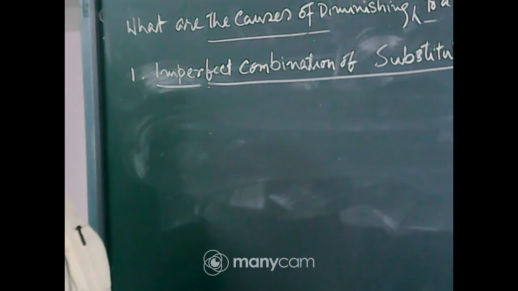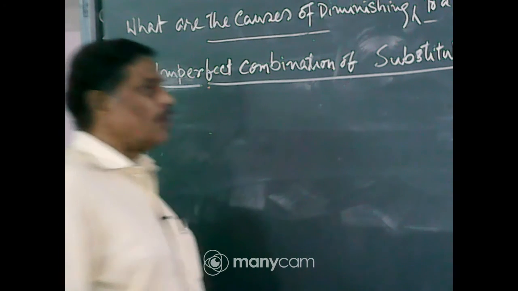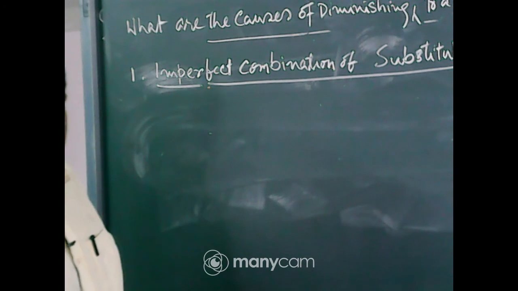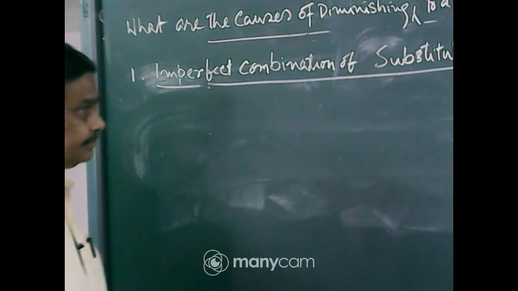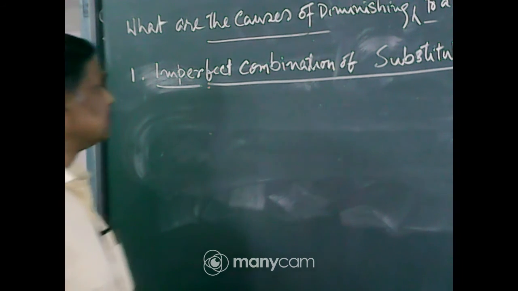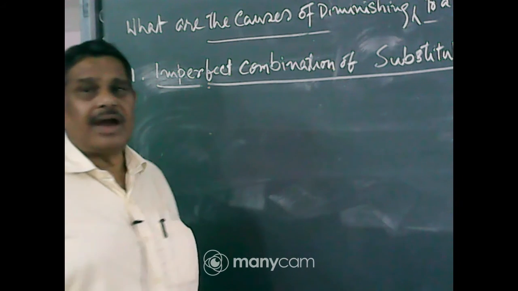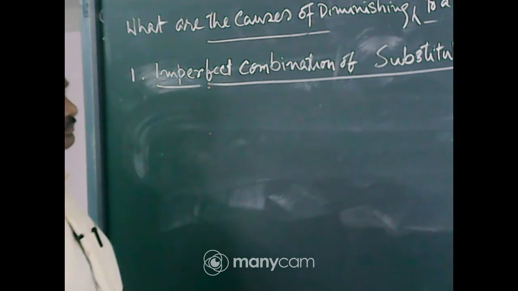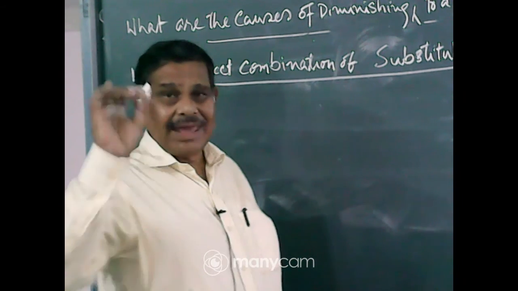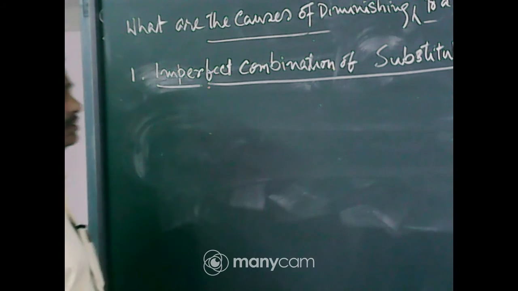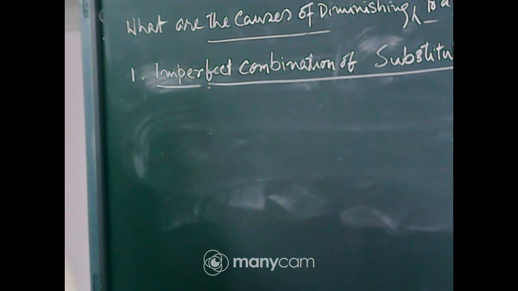There are four factors, and these factors must be combined according to the need of the production. Suppose there is only one bigha of land and you employ 10 laborers. Will it be suitable for the perfect combination?